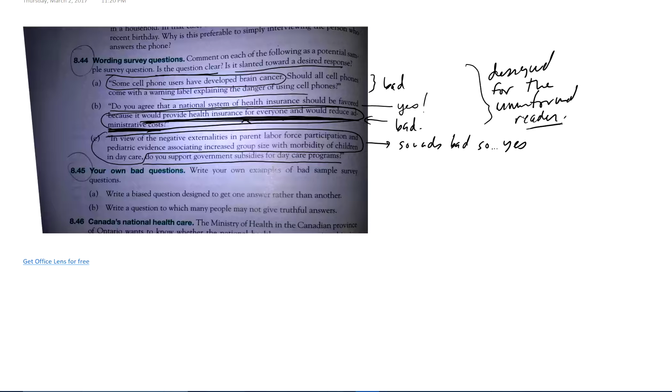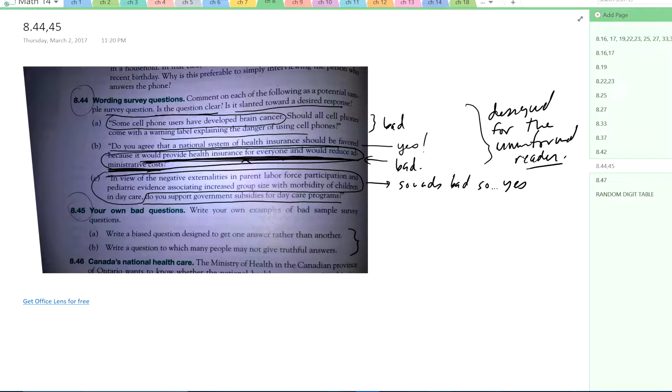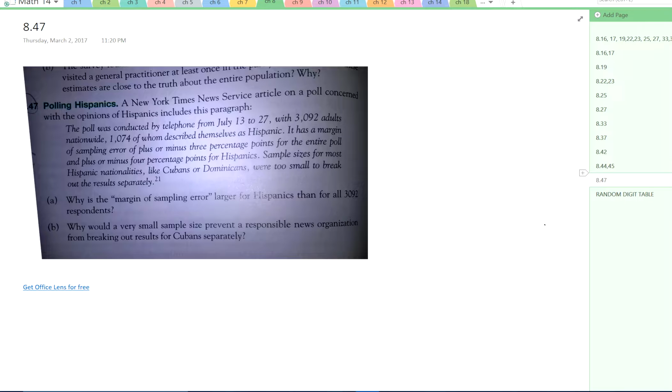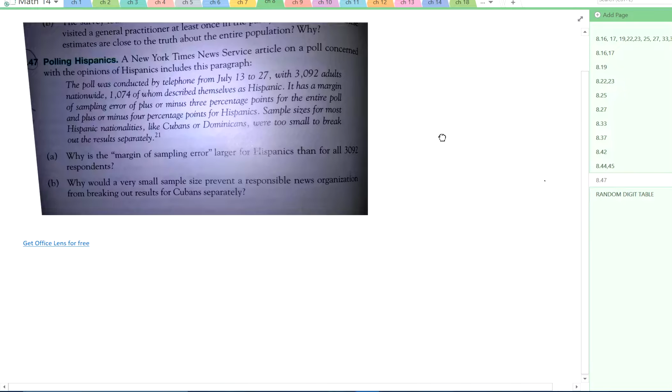Okay. All right, 45. Write your own examples. We'll talk about that in class, and I will ask you. I want to hear some of your questions on that, because they're really easy to write, and people do it all the time, as you probably will start noticing. And last but not least, 47, Hispanics.